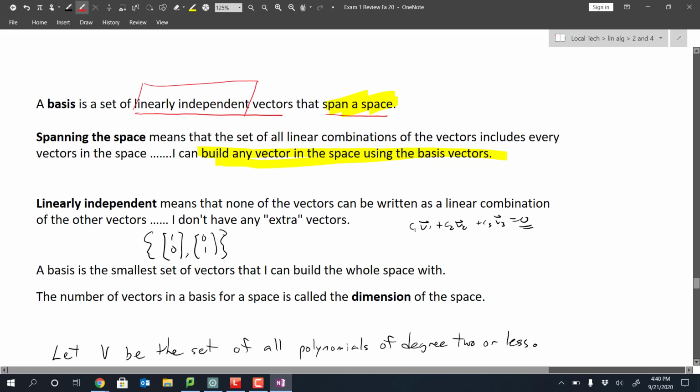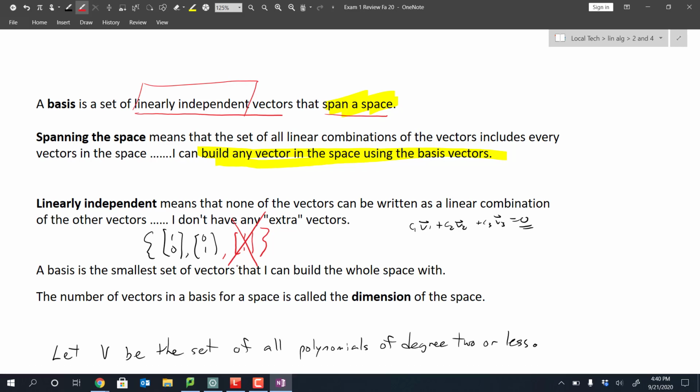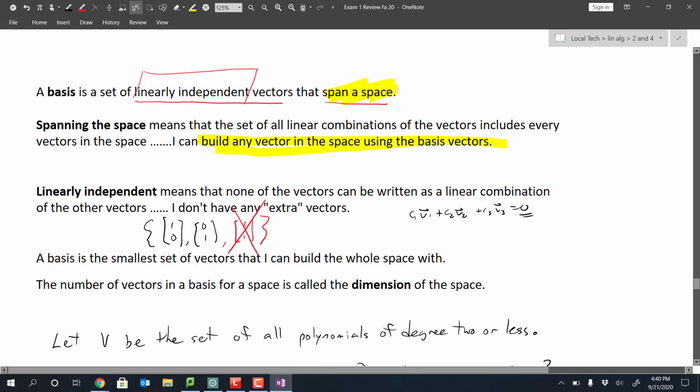So in other words, if I had these three vectors and said, is that a basis for R2? They certainly span R2, but this one is just a linear combination of the other two. So that wouldn't be a basis. I'd have to eliminate that vector before I had a basis. A basis must be linearly independent and span the space. The heuristic summary here is a basis is the smallest set of vectors I can build the entire space with.